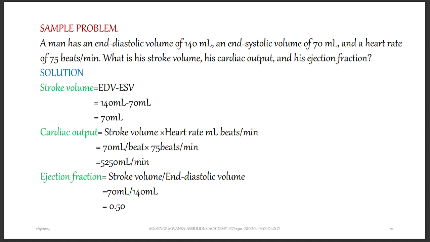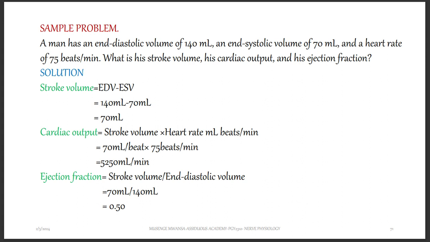End diastolic volume, the blood received when the heart relaxes, is 140. The volume that remains in the heart after the heart contracts is 70. So stroke volume will tell you the blood that has gone out of the heart, and that is 70 mL. Cardiac output is stroke volume times heart rate. Stroke volume, we've been told, is 70. Stroke volume is always the amount of blood pumped in each beat, so mL per beat. Heart rate is the beats per minute. Normally it's between 60 and 100. In this case, we've been given 75 beats per minute.